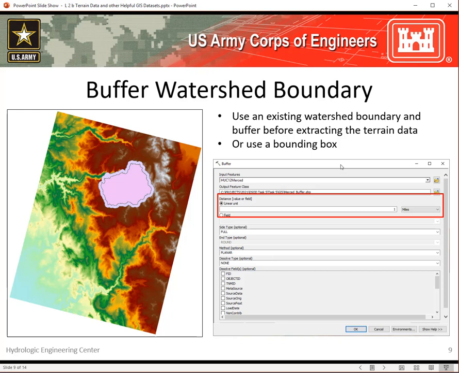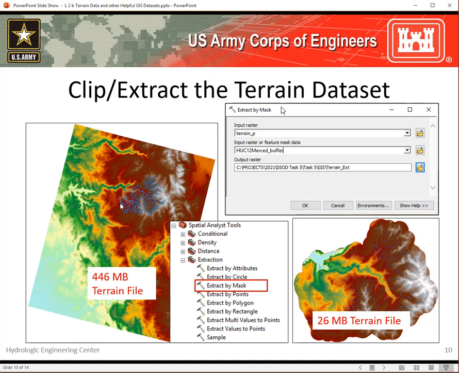What I like to do is buffer the watershed. In this example, I'm buffering the watershed by 1 mile, and that's what you see in this figure right here. Here's my original terrain data set, and here is the watershed represented in the National Hydrography Dataset. It's in the watershed layer. Then I use the buffer tool to create a buffer of this watershed, and I buffered it by 1 mile. Okay, so now I'm going to use that buffered watershed to extract by mask.